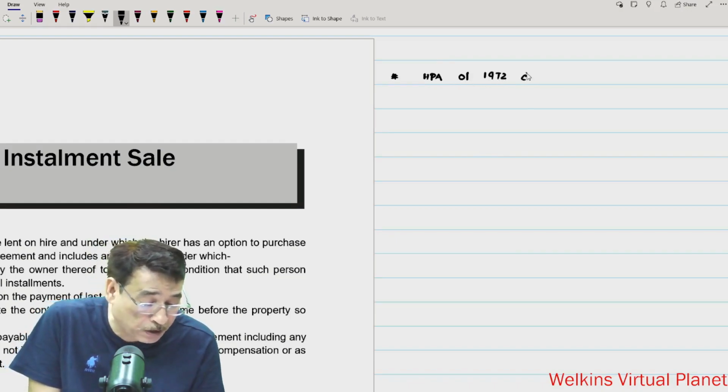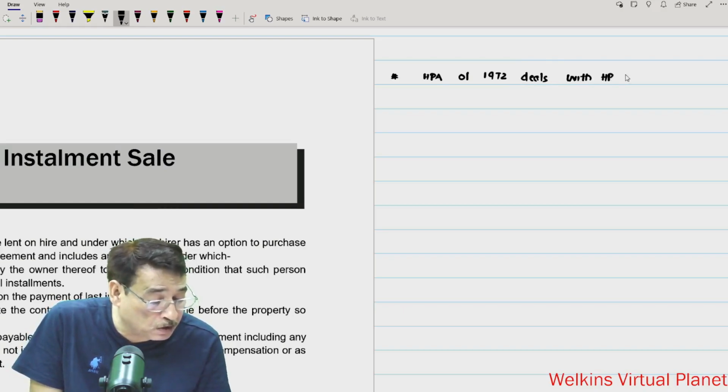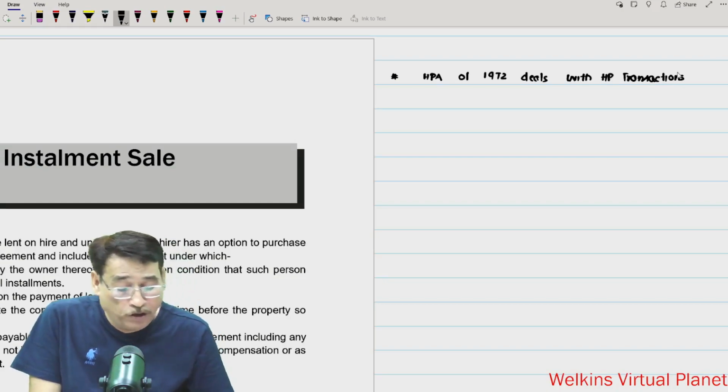deals with hire purchase transactions. HP means hire purchase transactions. Is it clear to you? This is the first point which you need to know.